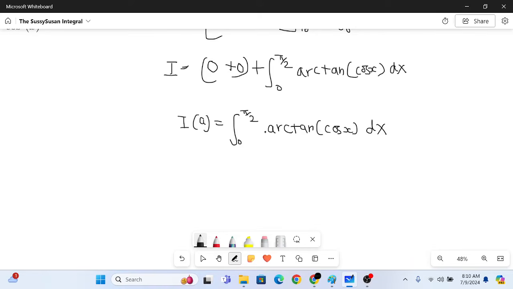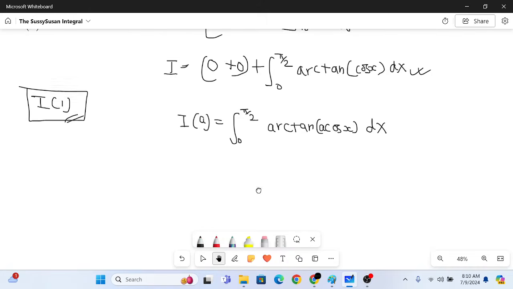Now I'm introducing a variable in front of cos x. Note that we just want to find I of 1. If we find the value of I of 1, that is our required answer. I of 1 is just the integral from 0 to pi by 2 of arctan of cos x dx, which is what we need over here. So please keep this in mind.